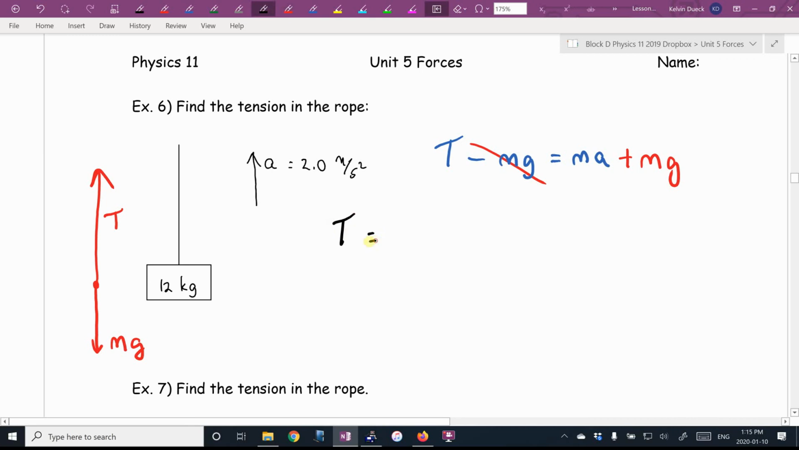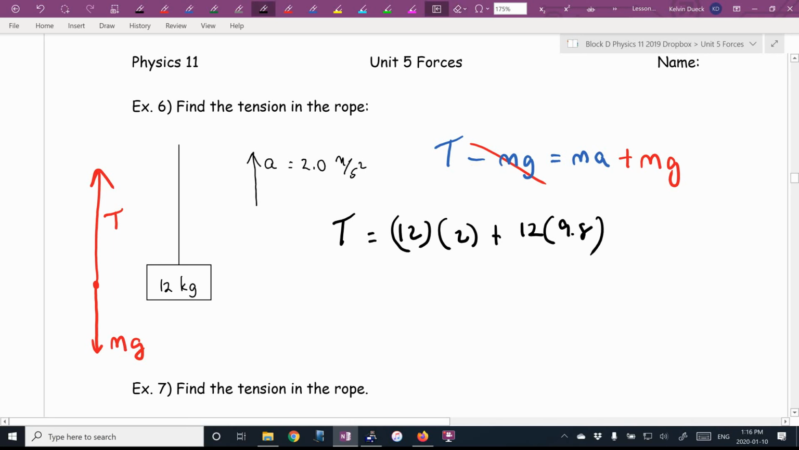So tension is going to be M, 12, times A, 2, plus M, 12, times G, 9.8. Mr. Dueck, doesn't it need to be negative 9.8? No, I took care of the negatives and the positives with my winner minus loser shtick. In fact, if you want to know where the negative in front of the 9.8 was, it's sitting right there in that equation, on that line with the minus sign.